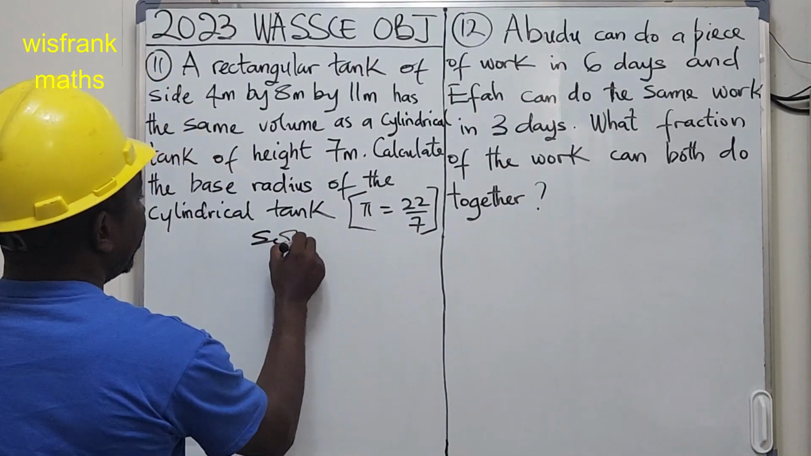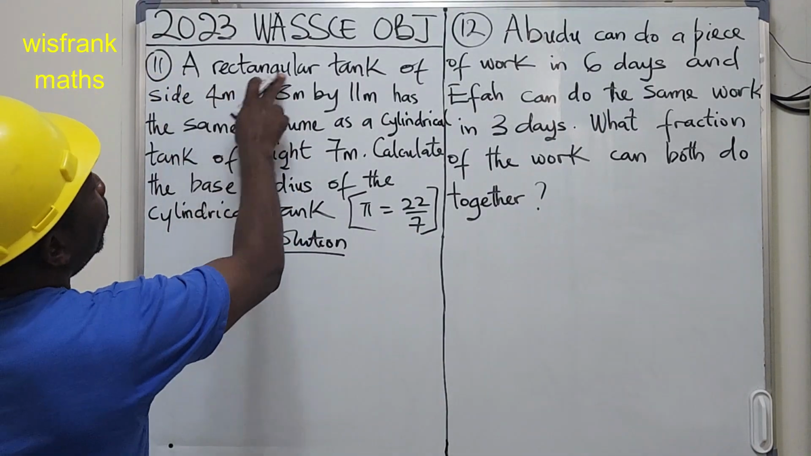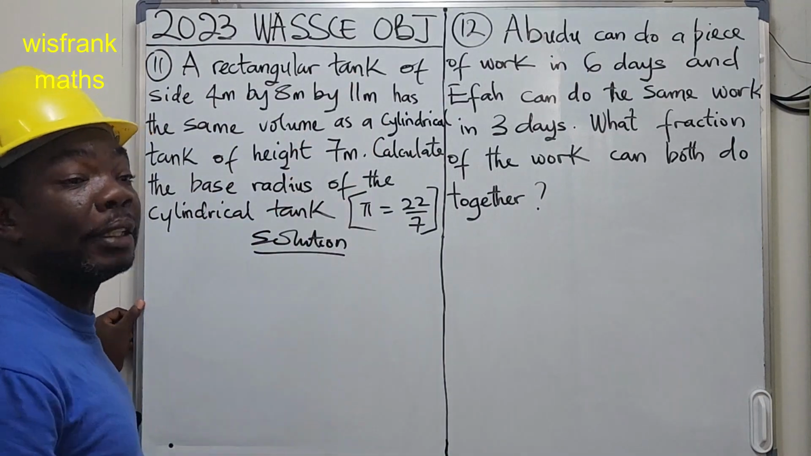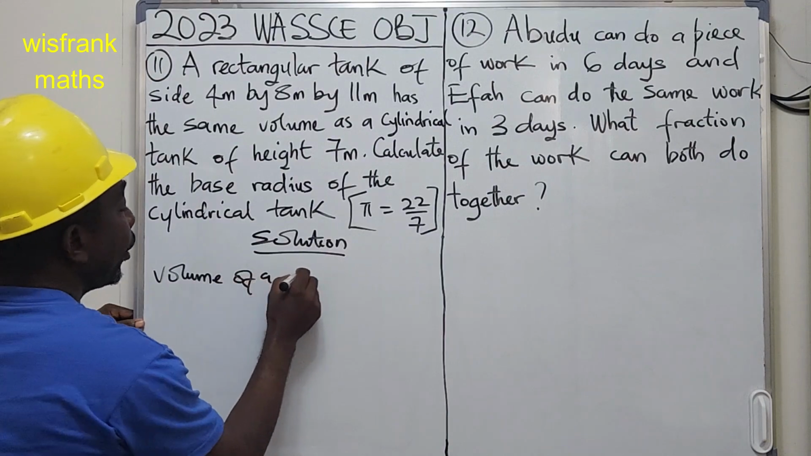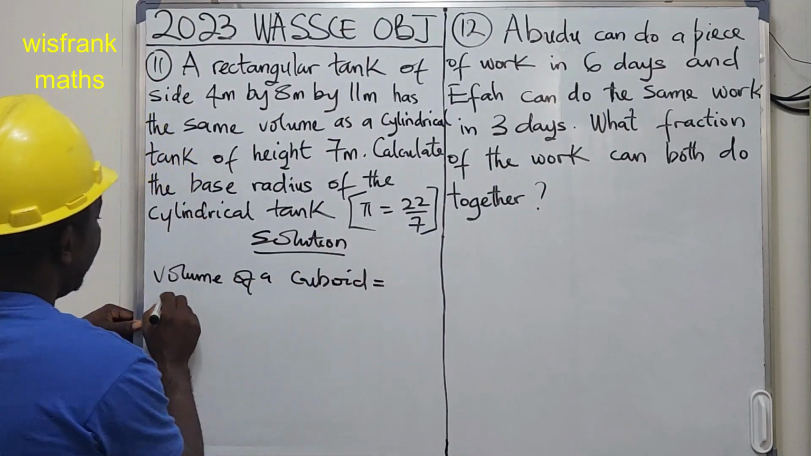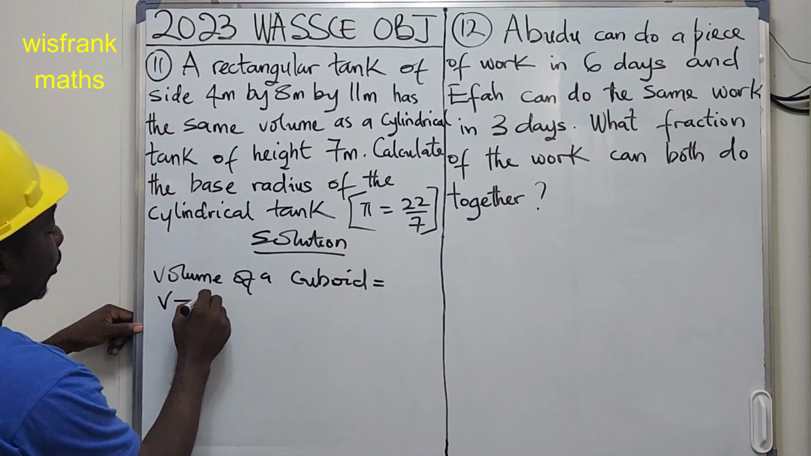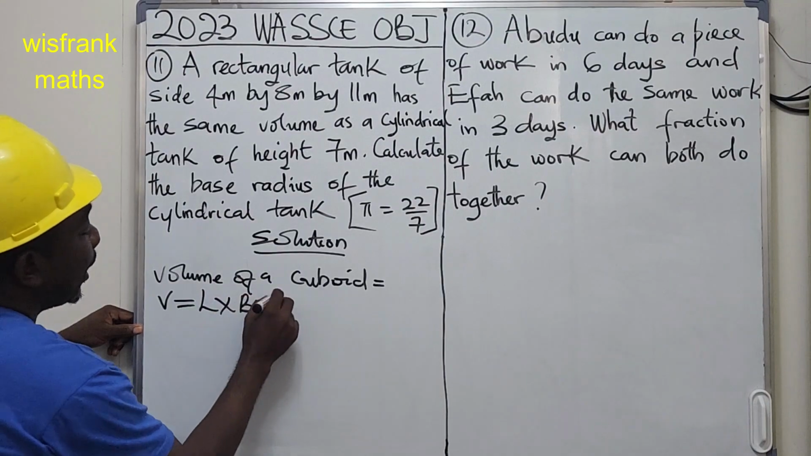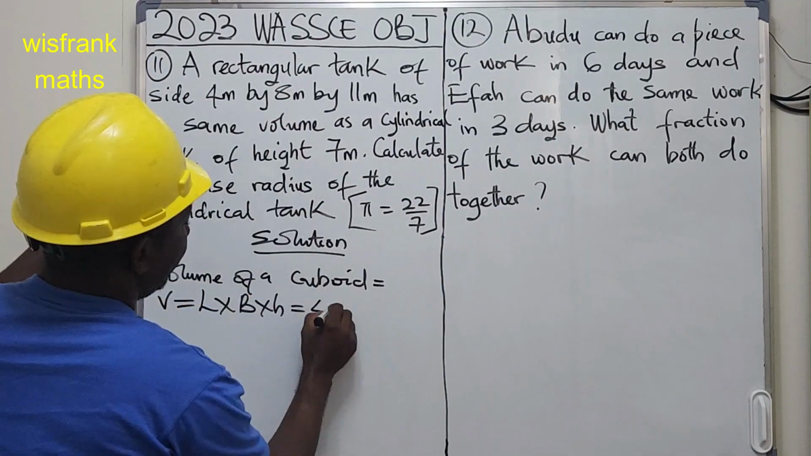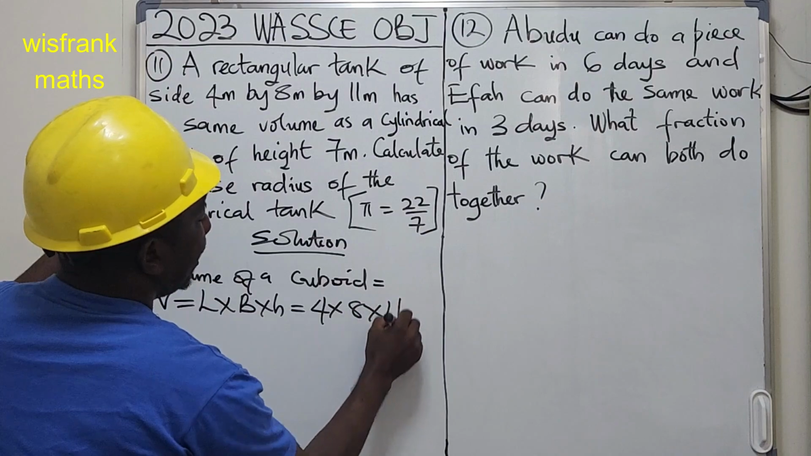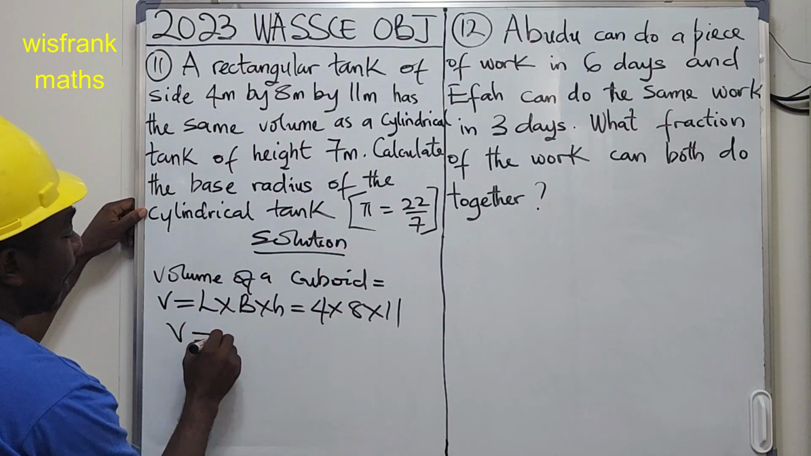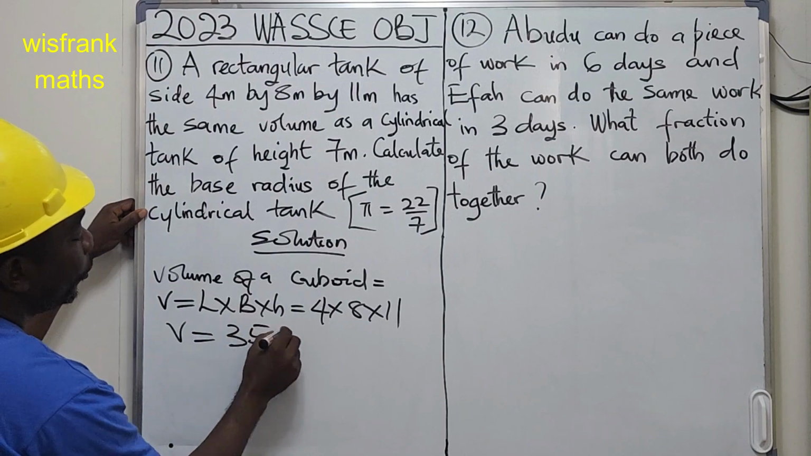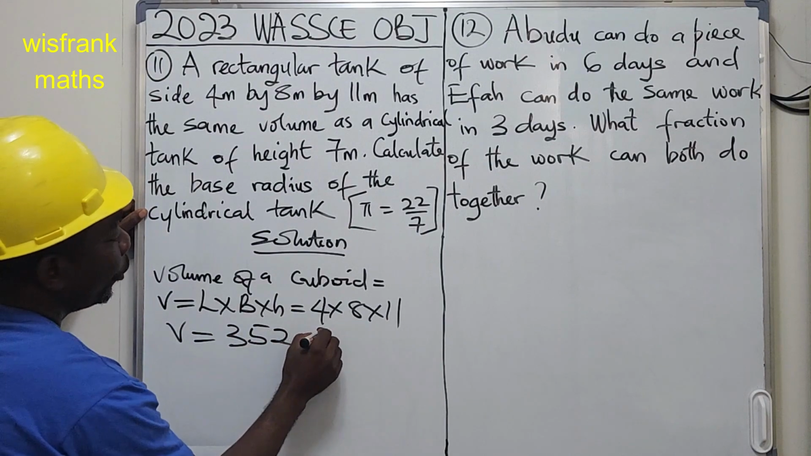So, solution. The volume of the rectangular tank is the same as the volume of the cuboid. Volume of a cuboid, V, equals length times breadth times height, which equals 4 times 8 times 11. When we multiply this out, we have the volume of the cuboid as 352 meters cubed.